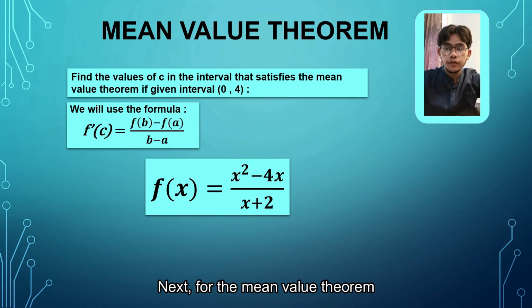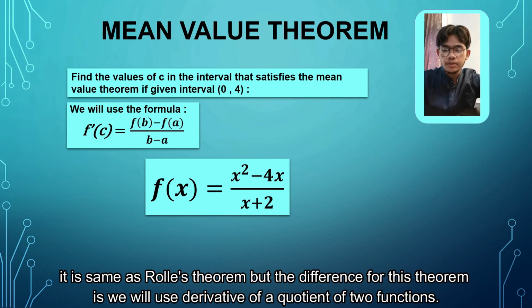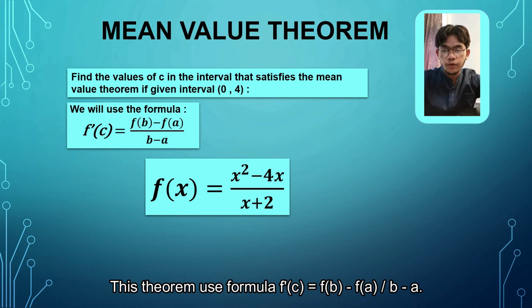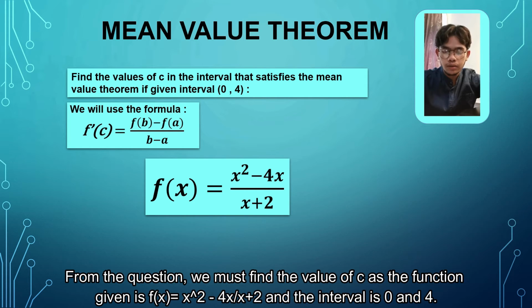Next, for the mean value theorem, it is the same as Rolle's theorem, but the difference for this theorem is we will use the derivative of a quotient of two functions. This theorem uses the formula f'(c) equals f(b) minus f(a) divided by b minus a. From the question, we must find the value of c, as the function given is f(x) equals x squared minus 4x divided by x plus 2, and the interval is 0 and 4.